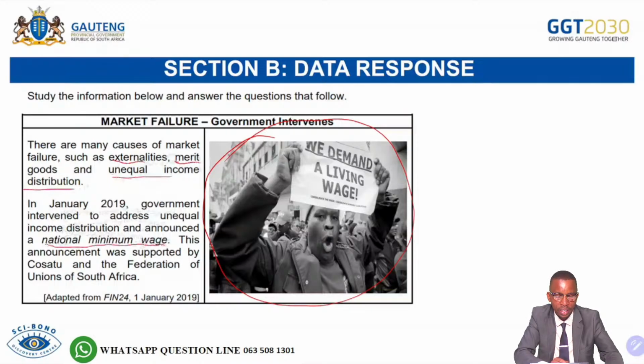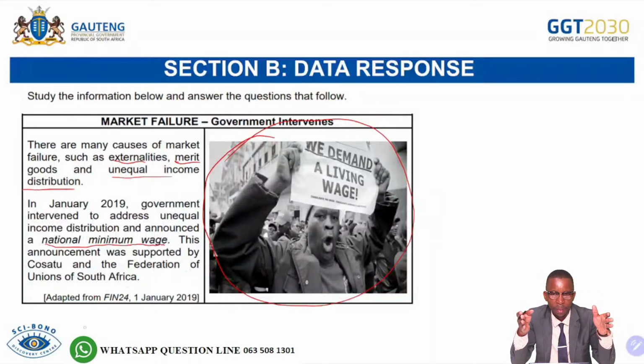Now we are already seeing that we have content here, which is minimum wage. We have reasons for the market failure that have been provided. This announcement was supported by COSATU and the Federation of Unions of South Africa. So it is very important for you to be able to say, okay, this is under market failure, and we have reasons for the market failure. Also, there's a consequence of the market failure as a state intervention, which is the minimum wage. Remember, now you can explain what is meant by minimum wage.